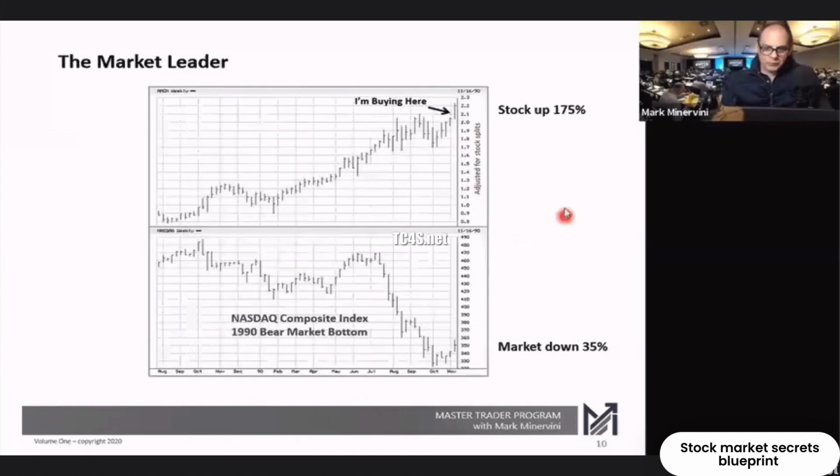I'm buying right here as the stock is moving into new high ground, coming out of this base. And this stock goes up from this point, goes up 175% in a relatively short period of time. And you have to ask yourself, how many of you would buy a stock that is this high and coming when the market is down 35%?